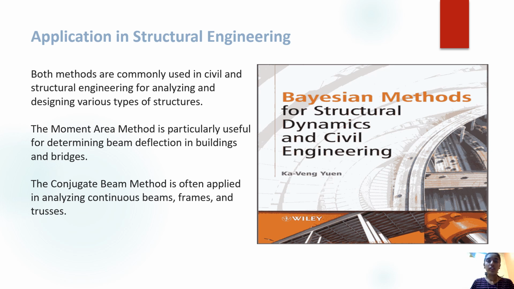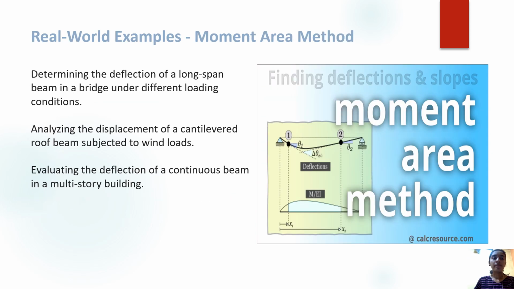Applications in structural engineering. Both methods are commonly used in civil and structural engineering for analyzing and designing various types of structures. The moment area method is particularly useful for determining beam deflection in buildings and bridges. The conjugate beam method is often applied in analyzing continuous beams, frames, and trusses.